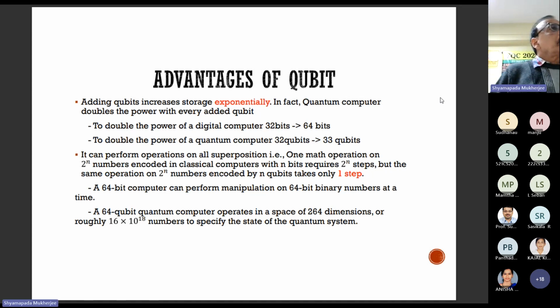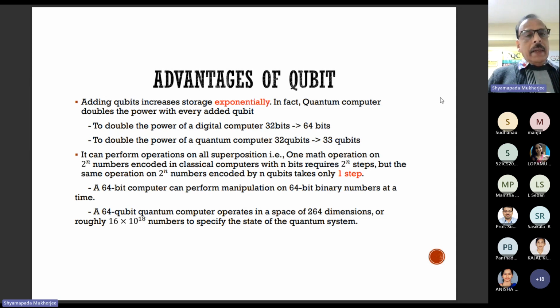Then another advantage of qubits: adding qubits increases storage exponentially. Suppose in a classical digital computer I have 32 bits. If I want to double its power, I have to make it 64 bits. But in a quantum computer, if a 32-qubit quantum computer is there and I make it 33 qubits, only by increasing by 1 qubit, the power of the quantum computer will be doubled. So just by increasing only 1 qubit, I can increase the power of the quantum computer.